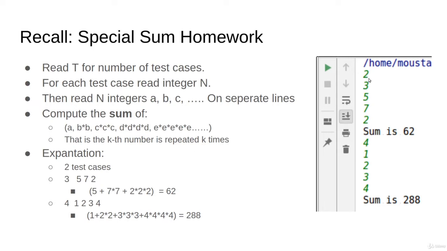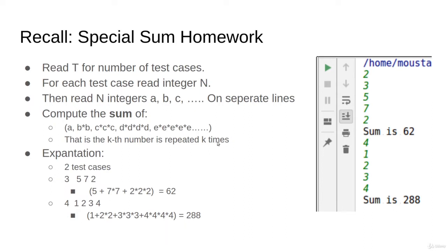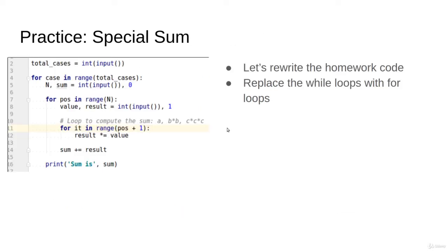We would like to repeat all of this sum, something like 1 2 3 4: 1 once, 2 twice, 3 3 times, 4 4 times, and so on. We already did this homework in the hard section, and today we'd like to see how well this code can be handled using for loops. Give it a try. Let's see how we can do that.